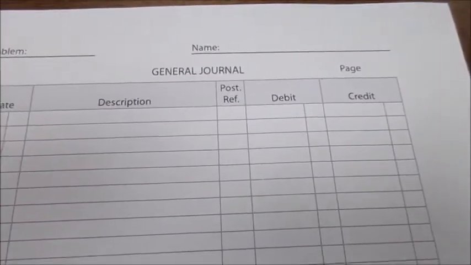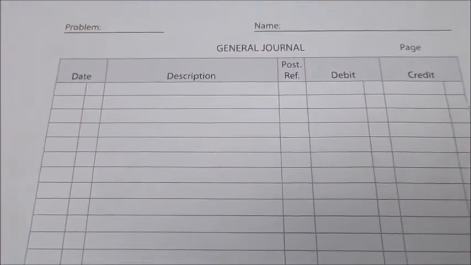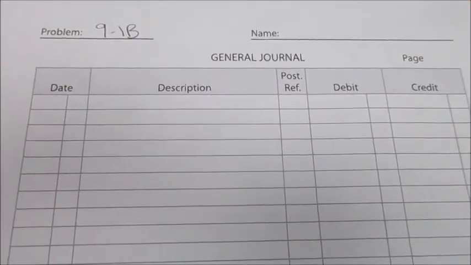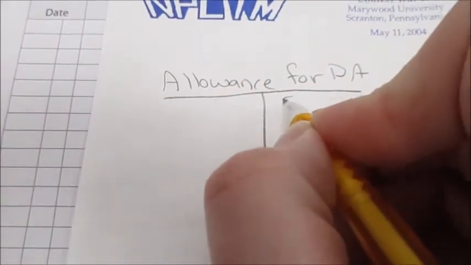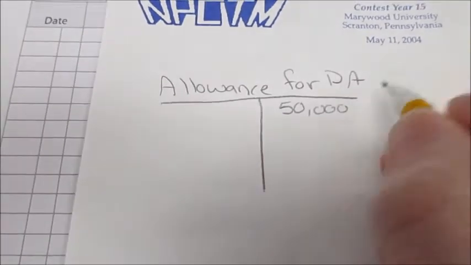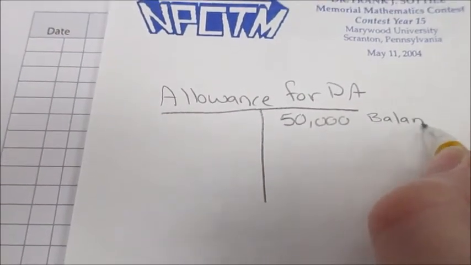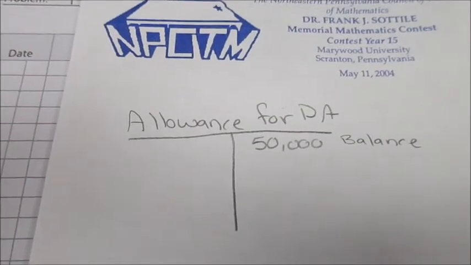Okay. So what we're going to need to do this is we're going to need a general journal, and we're also going to need just a blank piece of paper. Okay, so we're doing problem 9-1B. And the very first request was to create a T account for our allowance for doubtful accounts, and record a $50,000 credit. Okay, so we have our $50,000 credit. Now we're going to journalize our transactions.